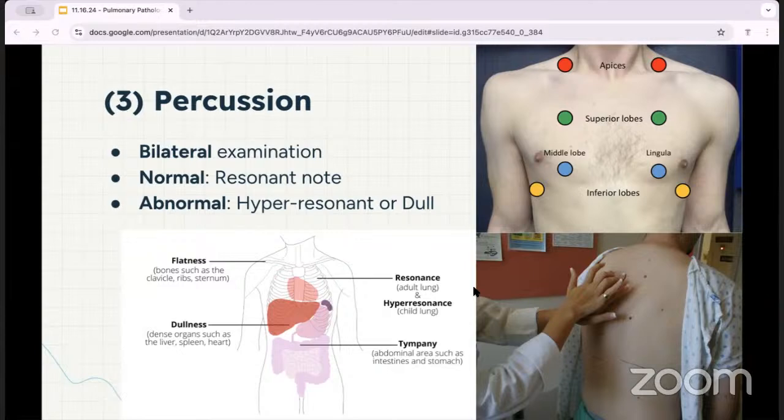So imagine you're tapping on a balloon versus a table. Like how different would they sound, right? Even if you haven't really percussed anything in the past, you're able to kind of imagine the difference between tapping on a balloon versus tapping on a table. That's exactly what we're kind of doing with percussion on a patient. And these differences in sound give us important clues about what's going on inside the lungs.